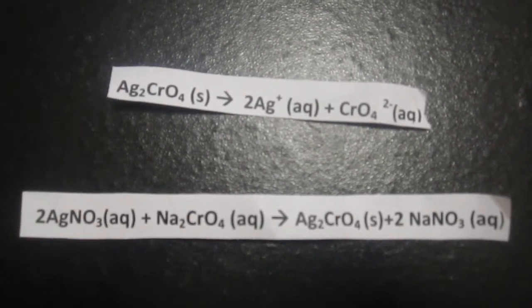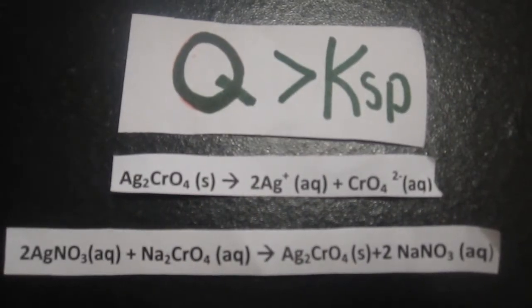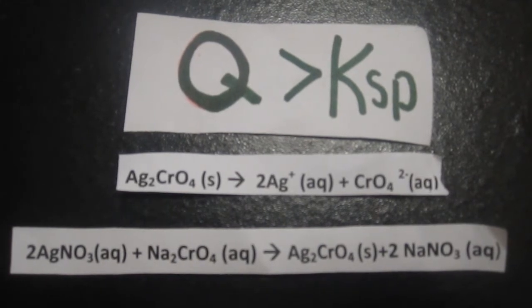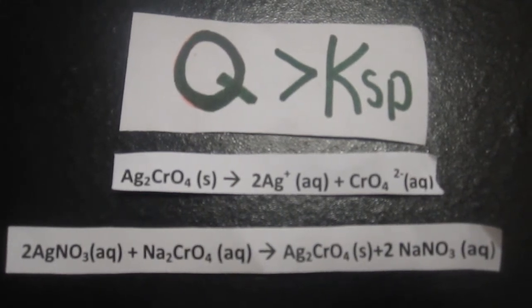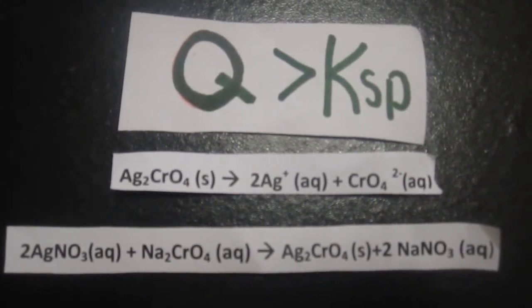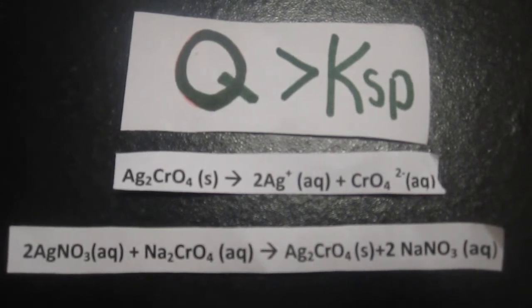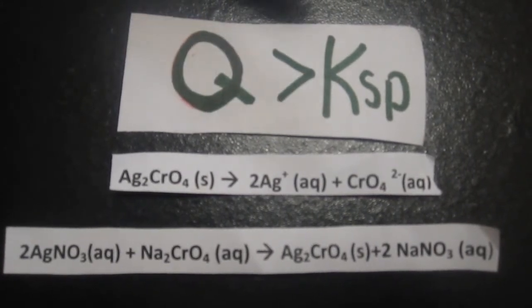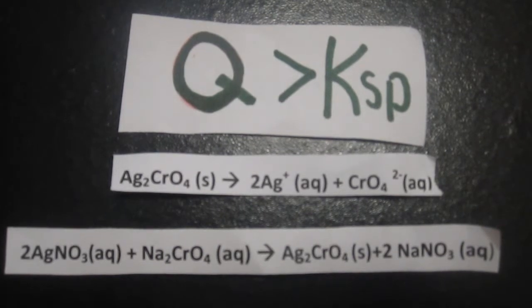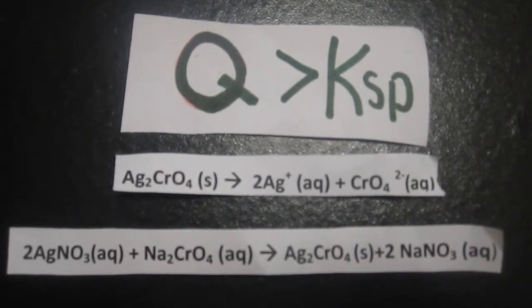Q is the ion product, and through the ion product, the relationship with KSP is determined through mathematical equations, which indicates whether a precipitate will occur or not. In the case of a supersaturated solution, it will only occur if Q is greater than KSP. So now, we can look at this in a different way.